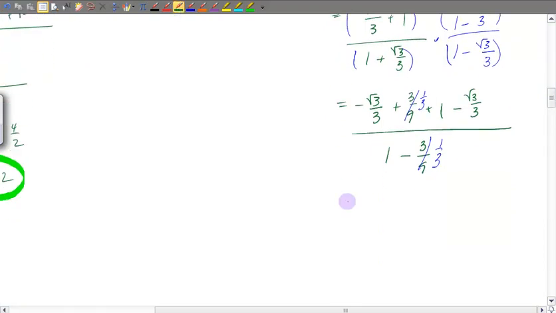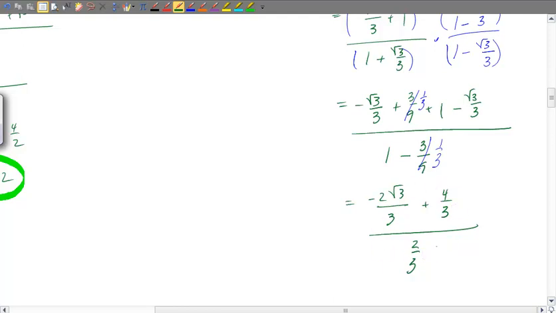Let me rewrite this so it's a little cleaner now. This becomes negative square root of 3 over 3 and a negative square root of 3 over 3, so I have a total of negative 2 square roots of 3 over 3. Now I'm going to add 1/3 plus 1, and I'm going to leave it as an improper fraction. 1/3 plus 1 would be 4/3. The denominator, 1 minus 1/3, is going to be 2/3. So I end up so far with this right here.